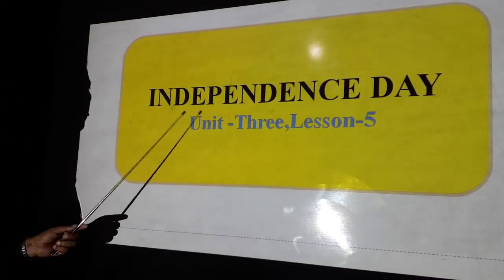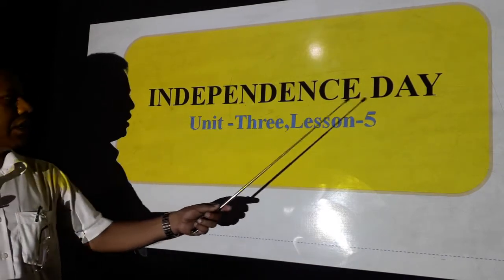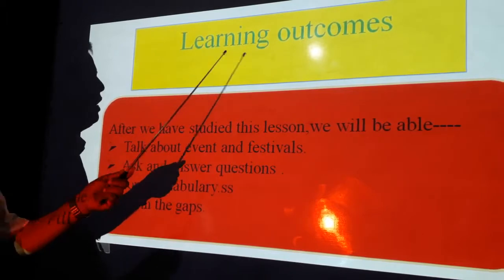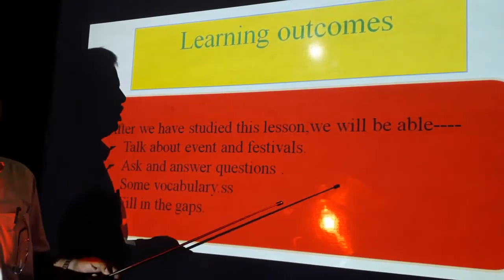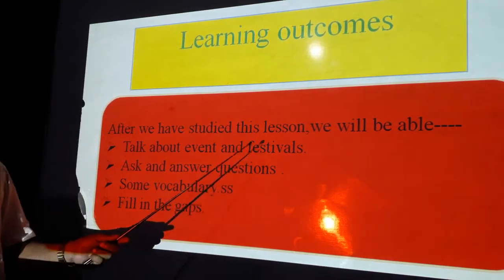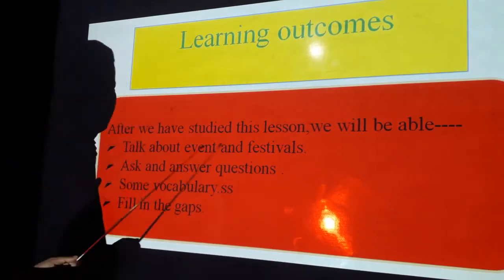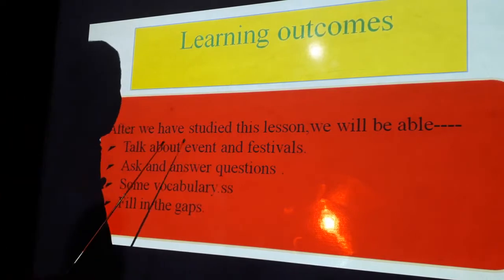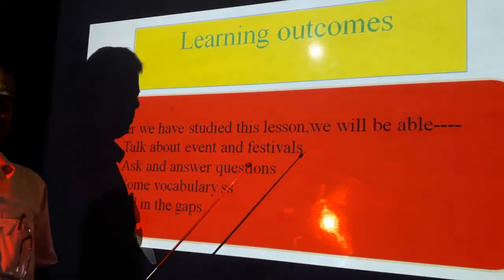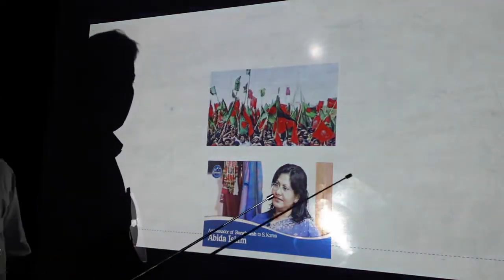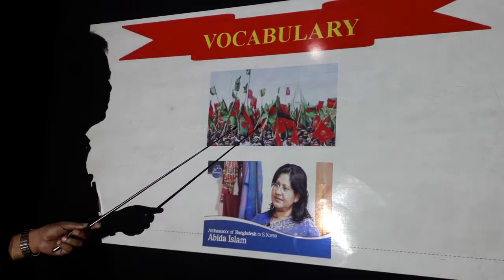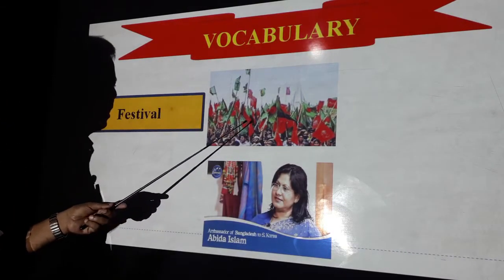Next, let us go. All of you see that here: Independence Day, Unit 3, Lesson 5 for class 9 and 10. Learning outcomes. After we have studied this lesson, we will be able to talk about events and festivals, ask and answer questions, learn some vocabulary, and fill in the gaps. When we read the passage very carefully, at that time we do this. In the picture, we see that there is a festival.